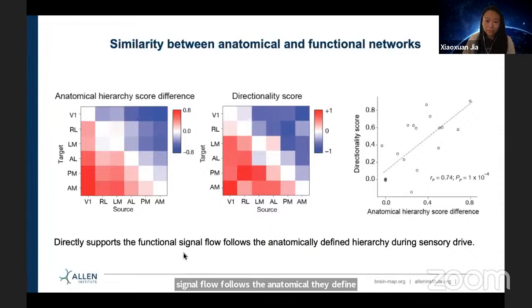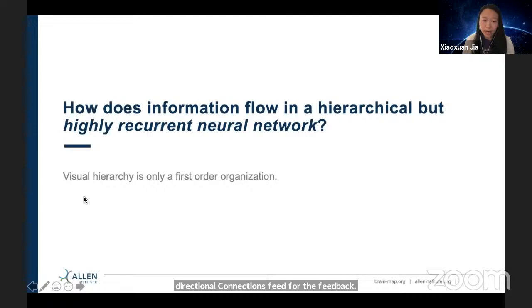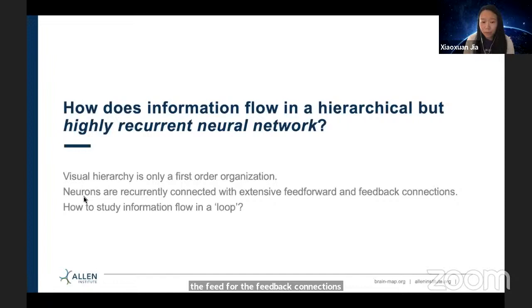As I introduced in the beginning, in the map of the anatomical hierarchy, you may notice there are a lot of bidirectional connections, feedforward and feedback. So we think even though the visual areas are organized hierarchically, it's only a first order organization. Because there are a lot of recurrent connections mediated by the feedforward and feedback connections, the information actually forms a loop. How do we study the information flow in this complex recurrent network?